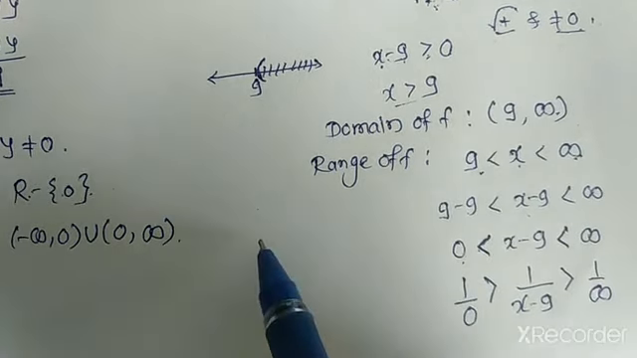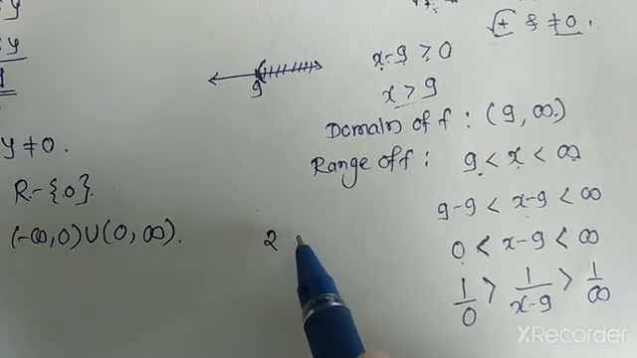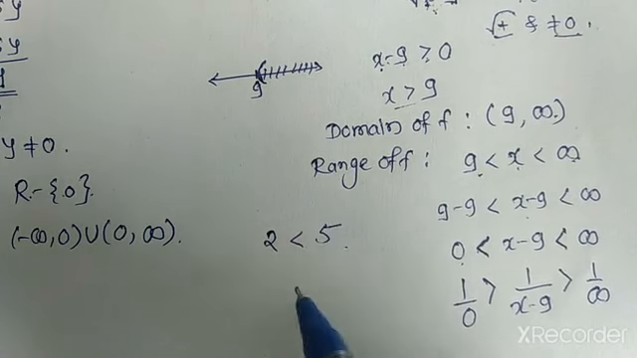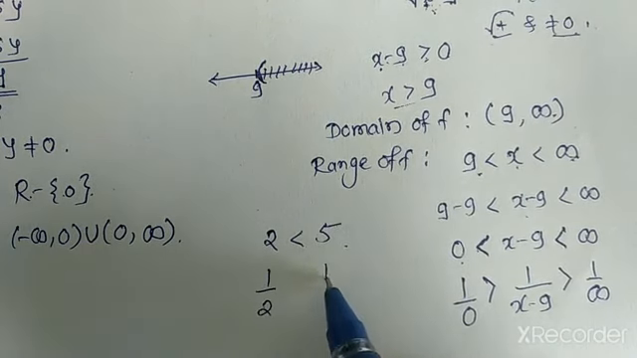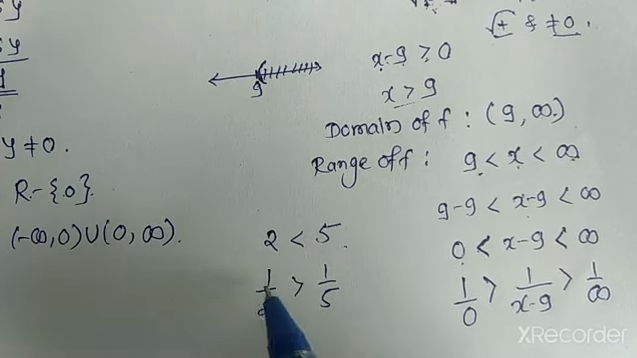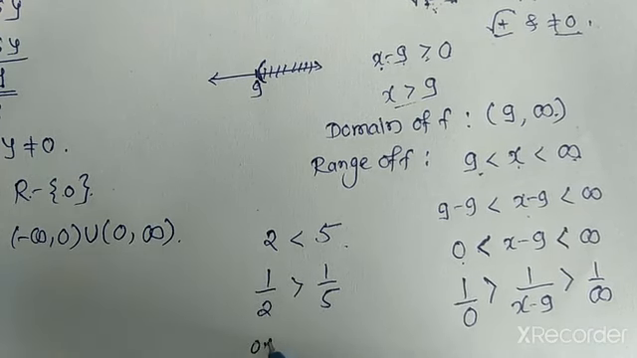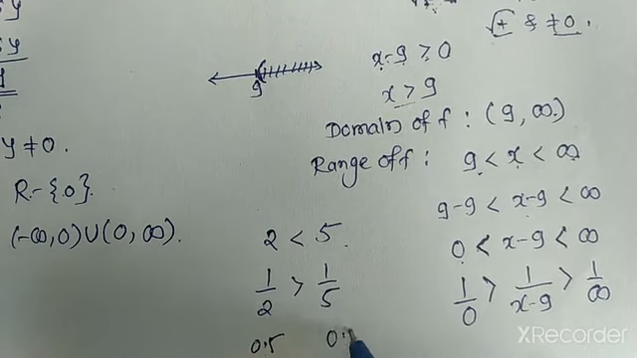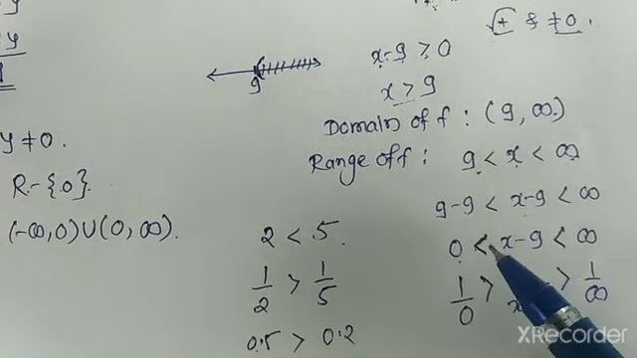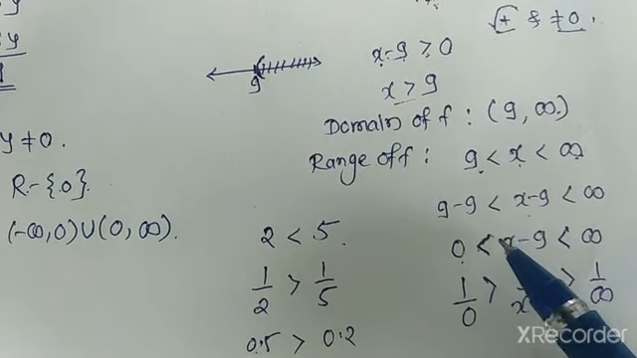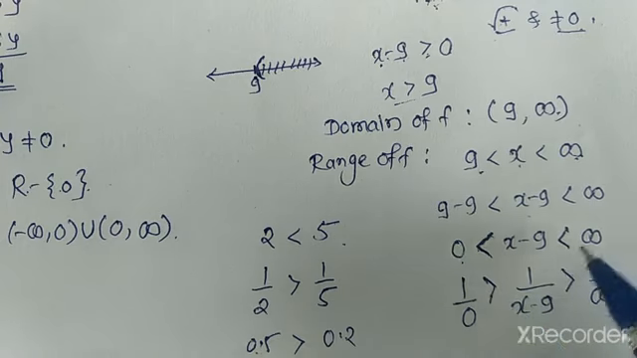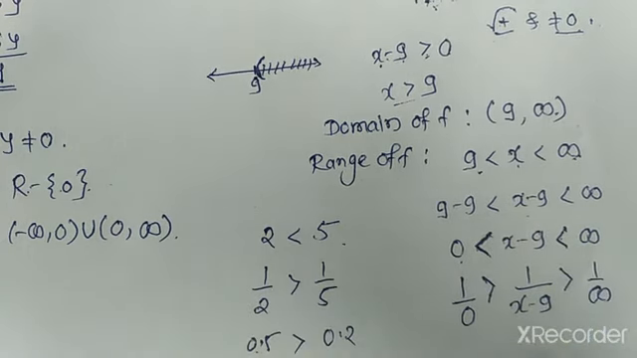For example, if you consider 2 is less than 5, if we take the reciprocal, 1/2 and 1/5, in that case 1/2 is greater than 1/5, because 1 upon 2 is 0.5 and 1 upon 5 is 0.2, and 0.5 is greater than 0.2. So when you are taking the reciprocal, if there is a less than sign, it will become a greater than sign. If it is greater than, it will become less than.